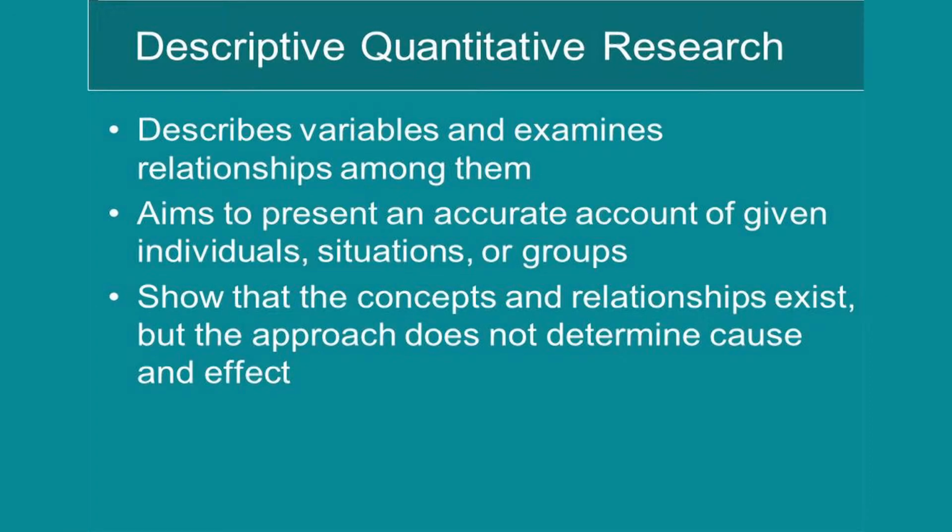The next set of studies were the descriptive quantitative research. This describes variables and examines the relationships among them. It aims to present an accurate account of given individuals, situations, or groups. Descriptive quantitative research shows that the concepts and relationships exist, but the approach does not determine cause and effect. So a summary then of the descriptions.